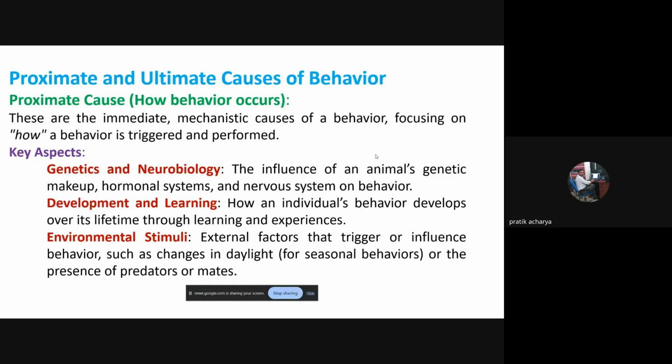So now, in the next phase, we'll discuss the mechanism of behavior: how behavior is performed, how behavior is regulated in our body, and what the controls for behavior in our body are.